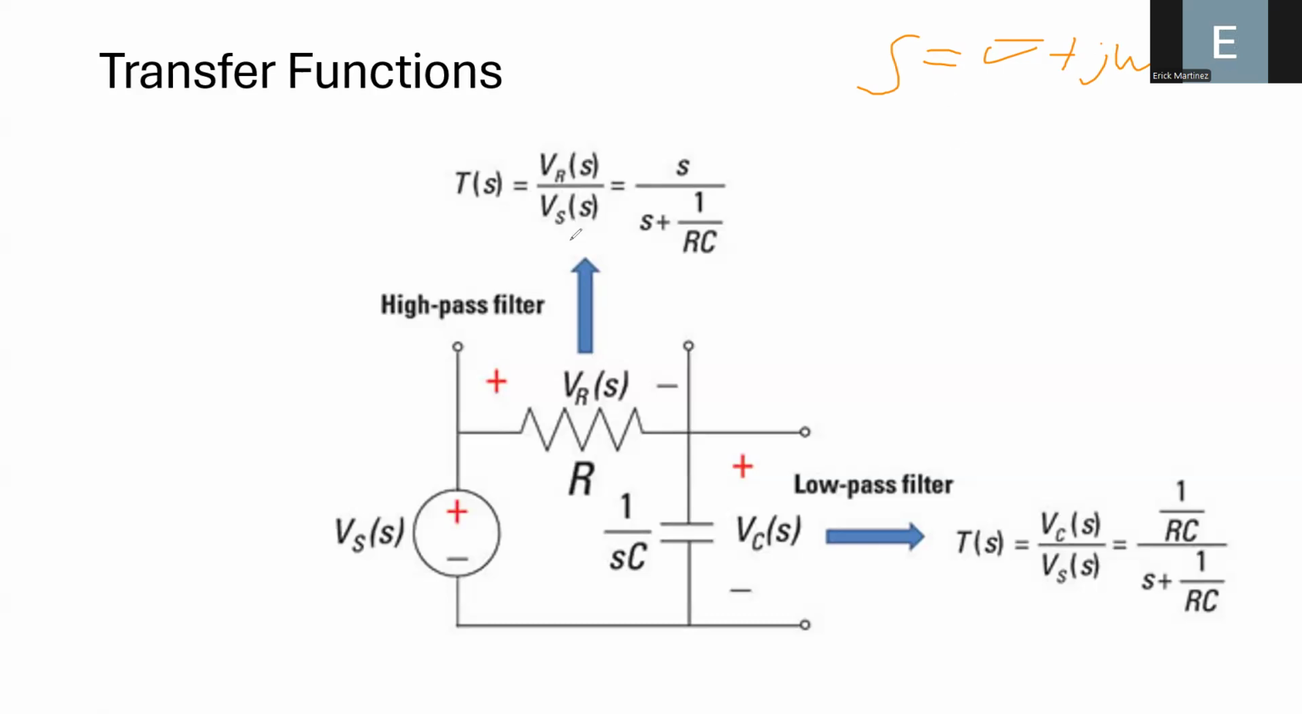Okay, but since here we are interested in the frequency response of the system or the circuit, we can say that sigma is equal to 0. So S will be equal to j omega, because we are not interested in the transitions, we are interested in the frequency behavior of the system. So if we do that, you will obtain at the top, for example, j omega divided by j omega plus 1 over RC.